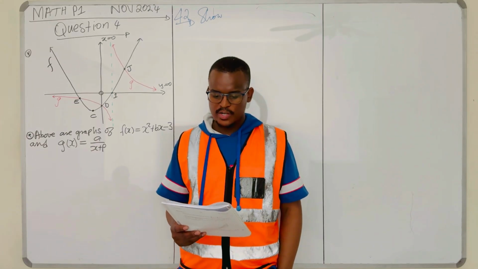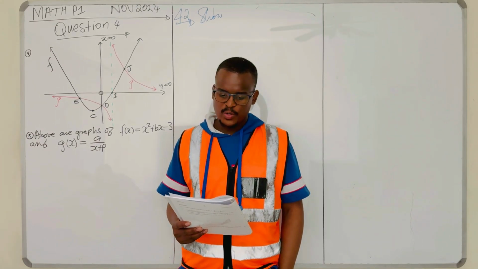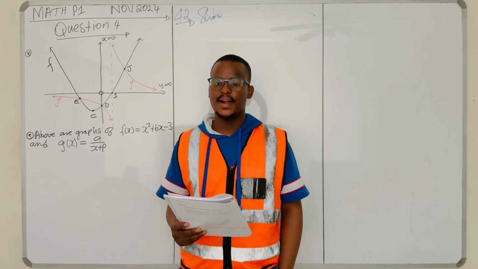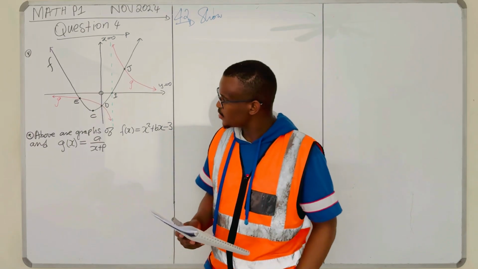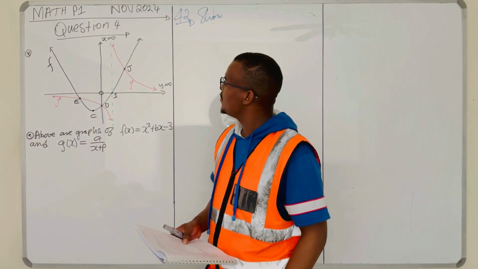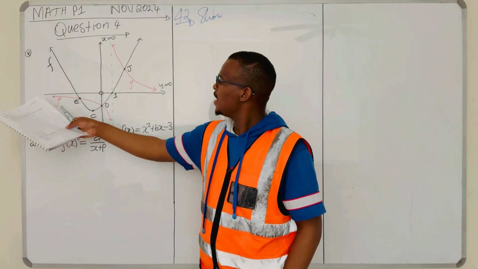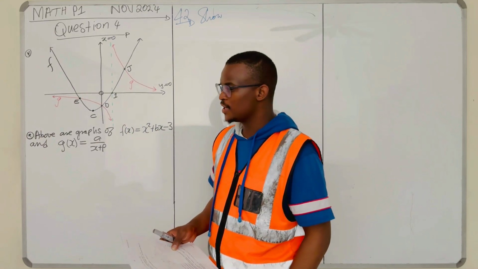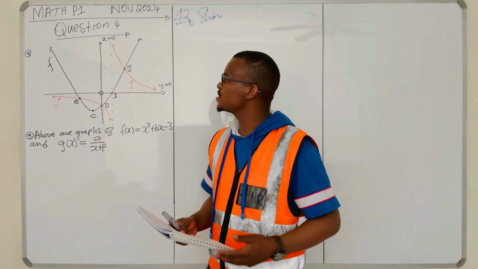So in this video, we're doing question 4 of November 2019, question paper mathematics paper 1. And the topic is functions. So behind me, I have a parabola, which is f, and this hyperbola g here. So I'm going to read the question 4 statement and then answer the questions that follow.